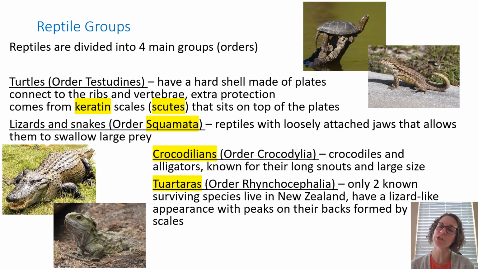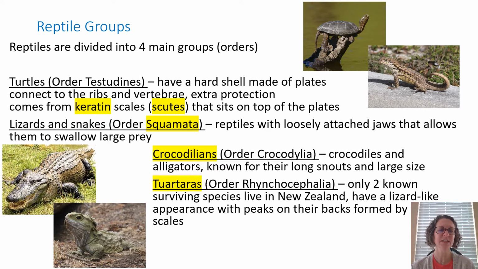But he, or she, has a hard shell that's made of plates. And those plates are connected to the ribs and the vertebrae in the back, as well as wrapping around and underneath and connecting to the ribs in the front. And they even have, and this is the pattern that you can see on the shell, little plates or little scales called scutes. And those scutes are made of keratin, which is very similar to what your fingernails are made of. And those scutes sit on top of the plates and provide an extra layer of protection. Their head and their legs and tails are covered with scales, just like any other reptile. So they have two different types of outer layer.